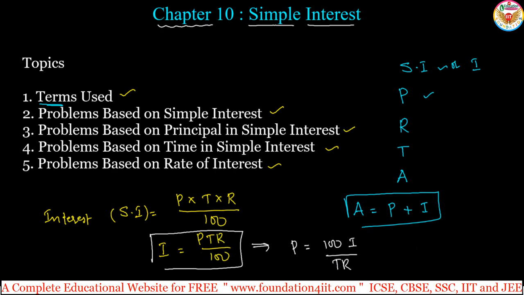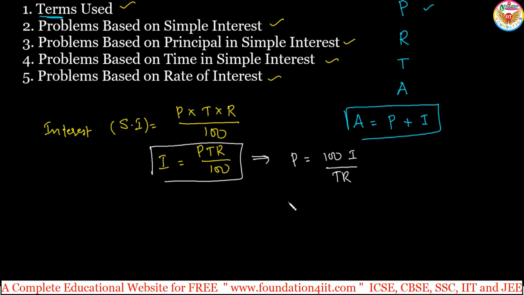In the same way, from this you can take one more. T is equal to 100 into interest by PR. And R is equal to 100 into I, interest. R is there, so the remaining is PT. So this is the important formula, PTR by 100. From that, we can make these three.